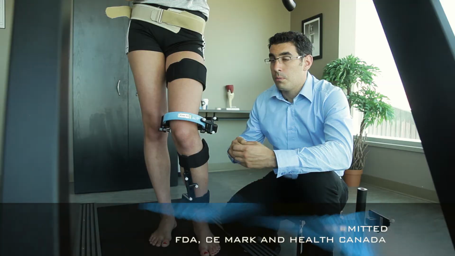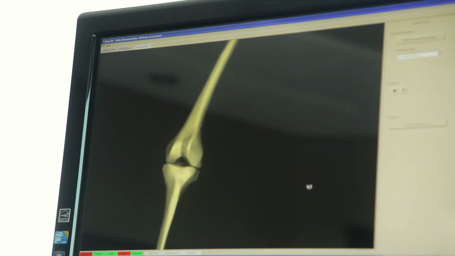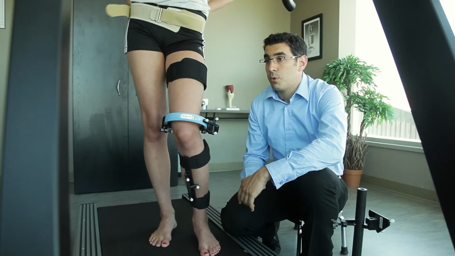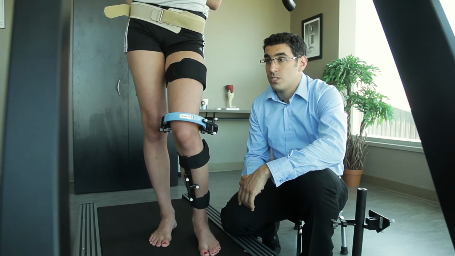So therefore, we're able to know and measure if there are any impairments in these small movements that can be linked to the progression and the development of different pathologies of the knee joint.